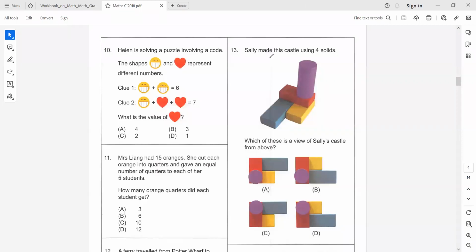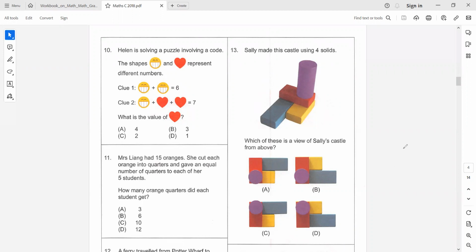Now, Sally made this castle using 4 solids, right? Then you can look at different angles. Normally, we call these isometric views: the plan view, front, and the side. Normally, any object, we can look at from different angles.